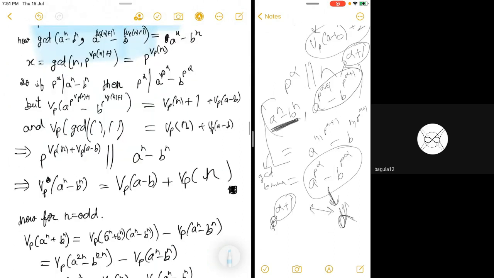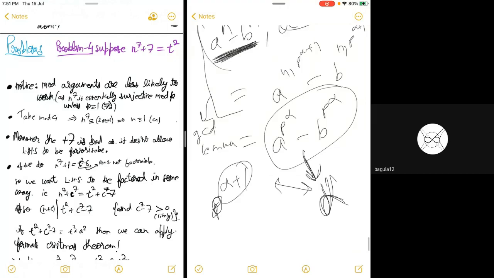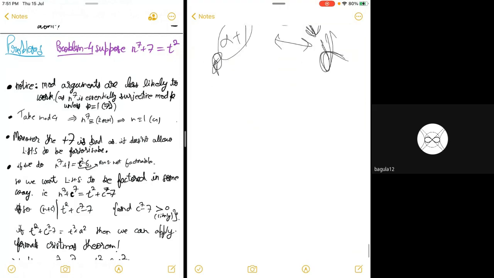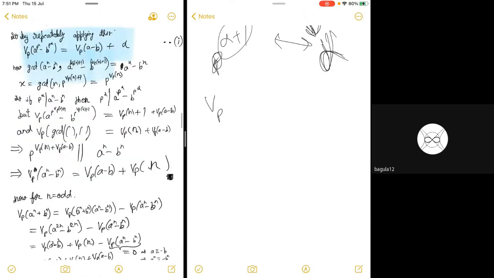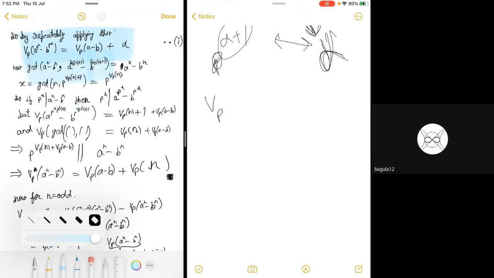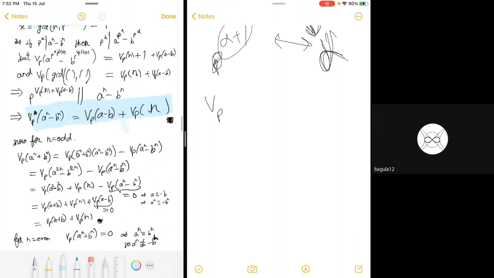So basically we have proved, and alpha is the power of the prime p in n. So we have proved that Vp of a to the n minus b to the n is Vp of a minus b plus Vp of n. So is this proof clear?